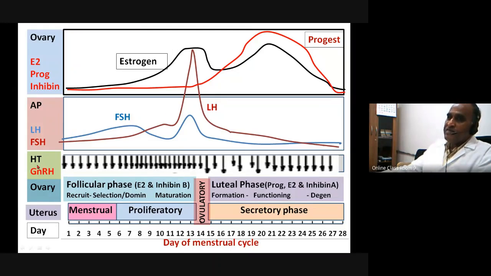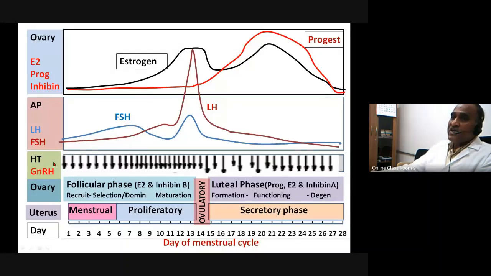Now coming back to the hormonal changes, I mentioned that three endocrine glands participate in the hormonal changes. One endocrine gland is the hypothalamus, then the anterior pituitary, and the ovary. So what happens in the hypothalamus? There will be GnRH, gonadotropin releasing hormone, which is released.